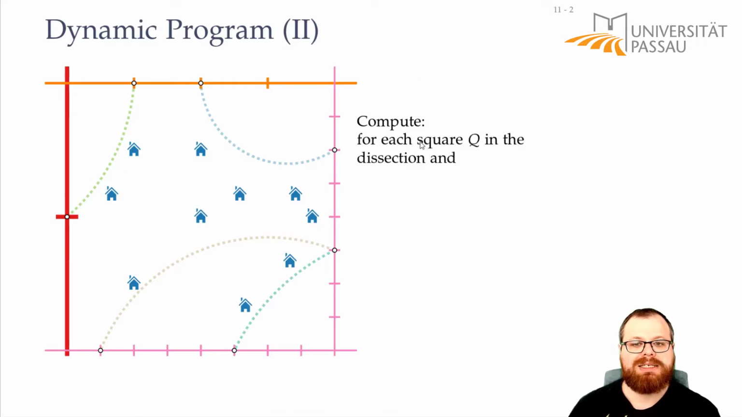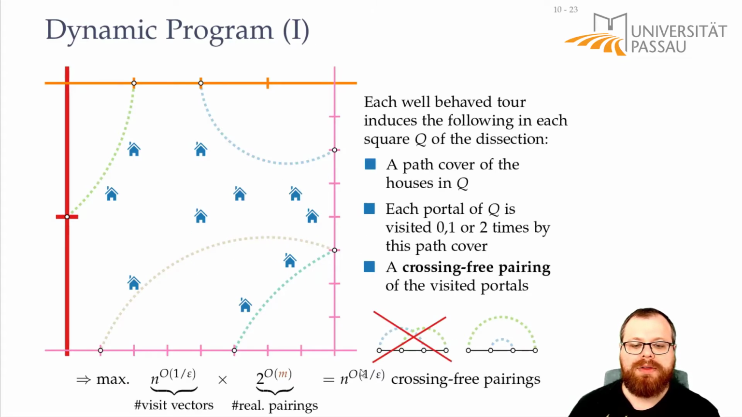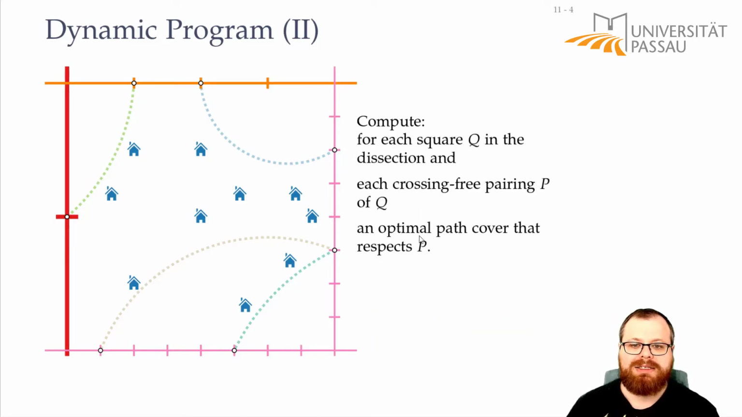We take a square in the dissection and we take any crossing free pairing, and then for this we compute the optimal path cover that respects p. And we do that for all the n to the order of 1 over epsilon crossing free pairings. So the time we take for that is this much times however much we take to compute this optimal path cover. So now for a single one, how do we do this?